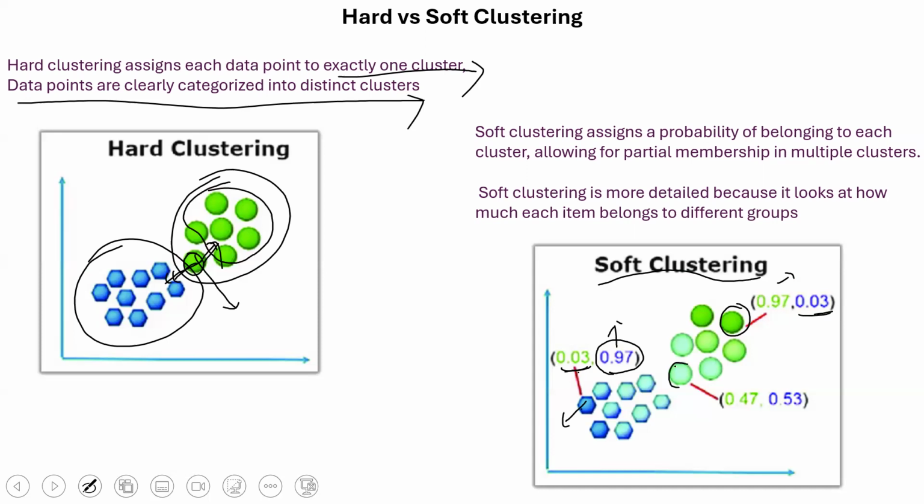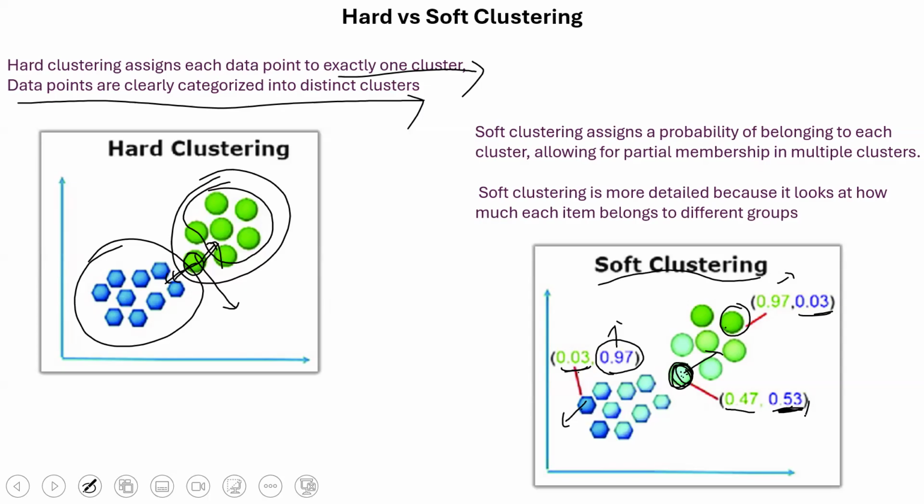But this point, this green point, right now we clustered this into the hard clustering. We clustered this point to the green cluster, but the probability of this point belonging to green is 0.47, whereas the probability of this point belonging to blue is 0.53. So the only difference is that in hard clustering, we hardly assign each point to one cluster. We put every point into one cluster. Whereas in soft clustering, we come up with the probabilities of a point belonging to different clusters. If you have n clusters, we come up with n probabilities.